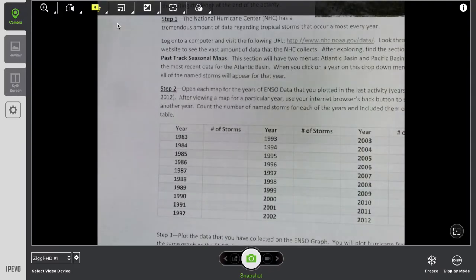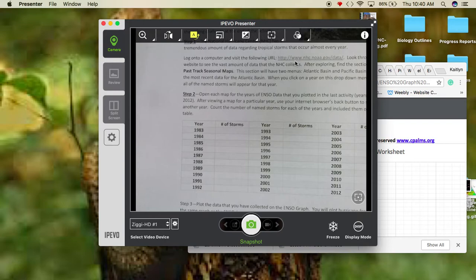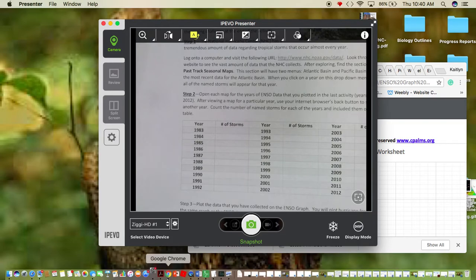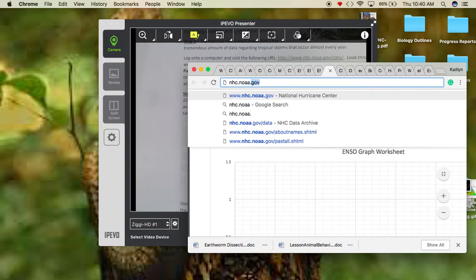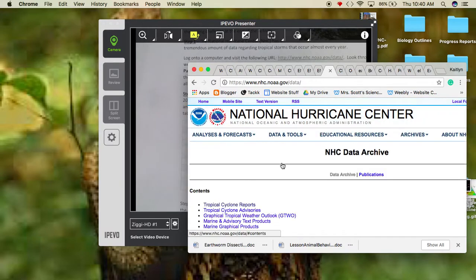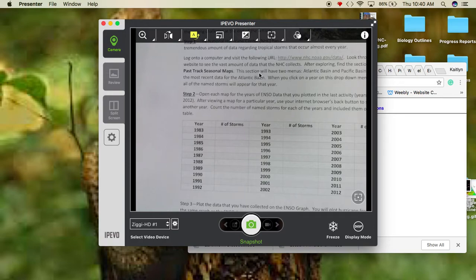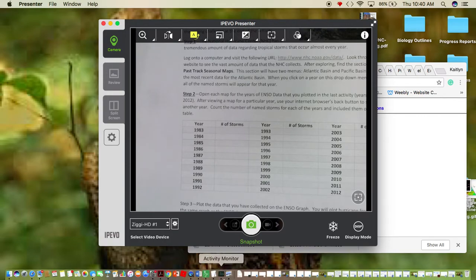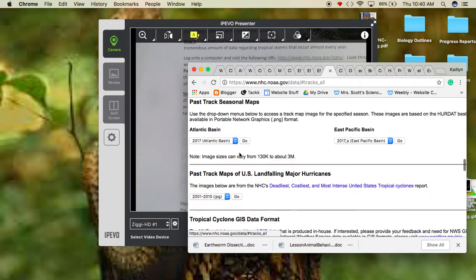And it tells me where to go, so I'm going to escape out of this for a moment. I'm going to make that smaller. It wants me to go to nhc.noaa.gov/data. And this looks familiar because we've used this website before a couple days ago for our hurricane research. After exploring, we're going to find the section Past Track Seasonal Maps. Past Track, oh, there it is.